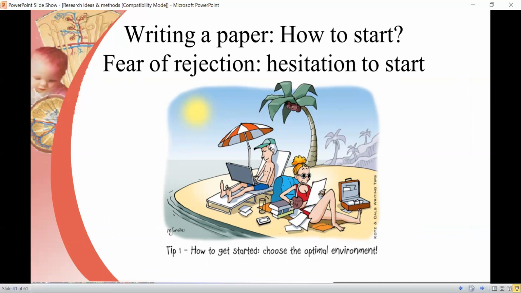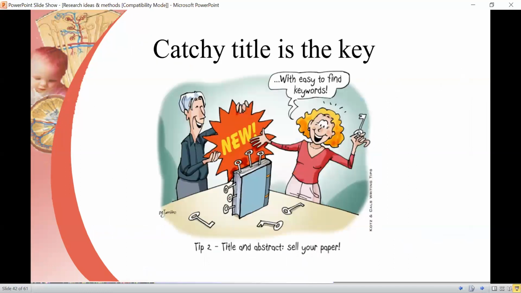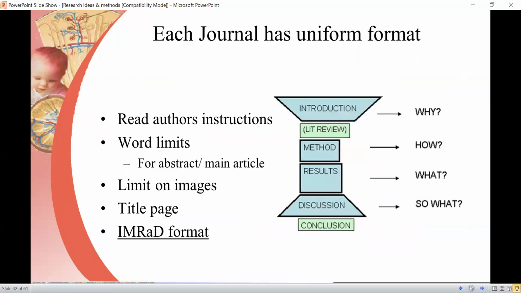Now coming to the other important topic, writing a paper, how to start. A catchy title is key, we all know that. But a very important thing is you have to read the author's instructions. They may have crucial information on the word limit, the limit on the number of images, all those things. And you have to provide that information in the title page.